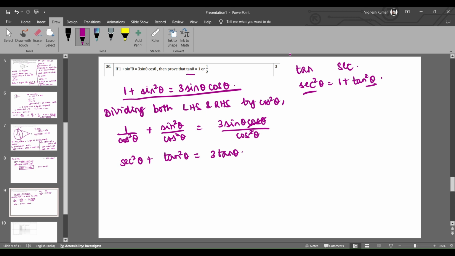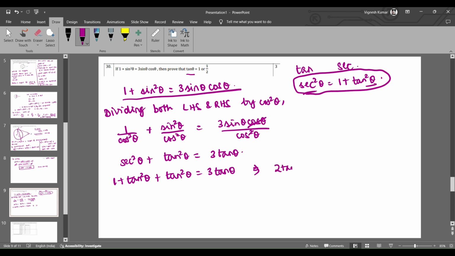Instead of secant square theta, from this identity that we are well aware of, we write 1 plus tan square theta. So 1 plus tan square theta plus tan square theta is equal to 3 tan theta, which gives us the form of a quadratic equation, which is 2 tan square theta minus 3 tan theta plus 1 is equal to 0.